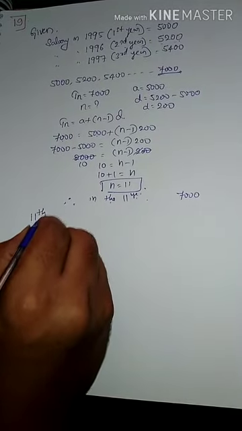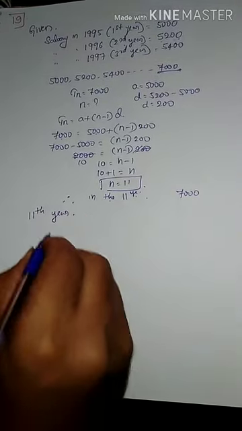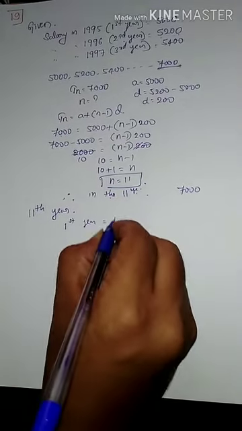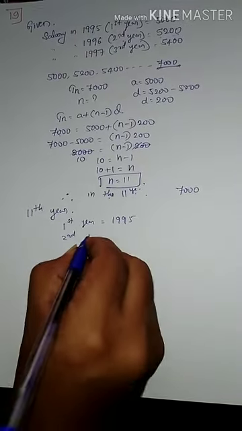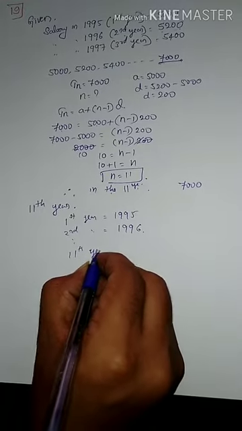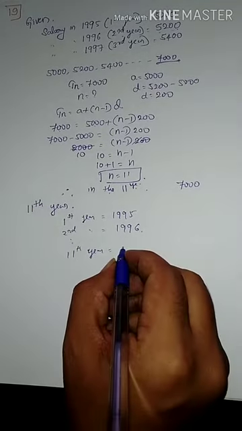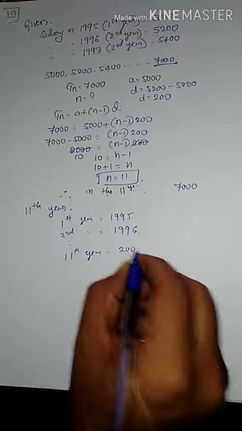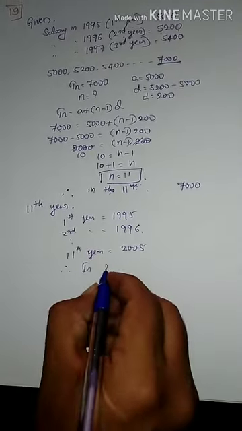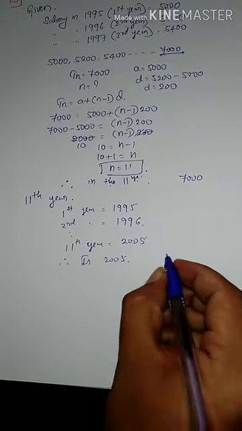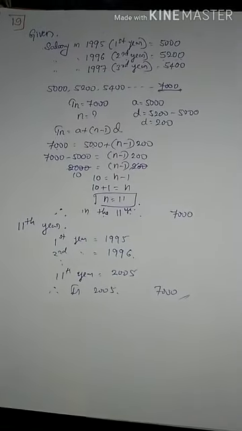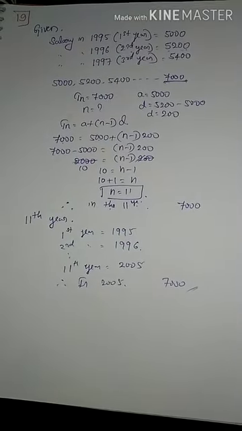So 11th year means which year? 11th year is nothing but, see here, first year is 1995 and second year is 1996. So on, 11th year is nothing but 1995 plus 10 is 2005. So the 11th year is nothing but 2005. Therefore, in 2005, Subbarao's salary has become 7,000.